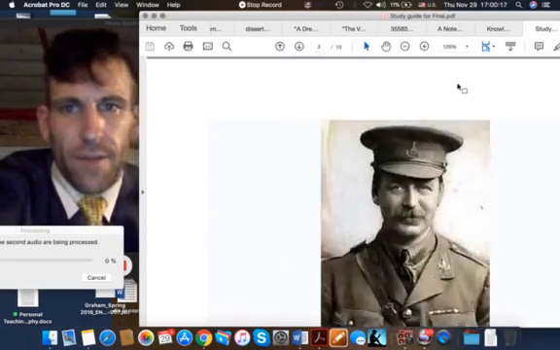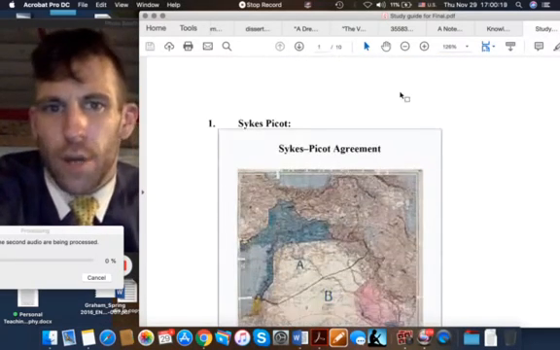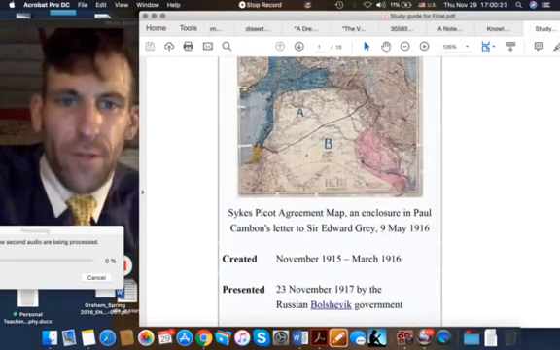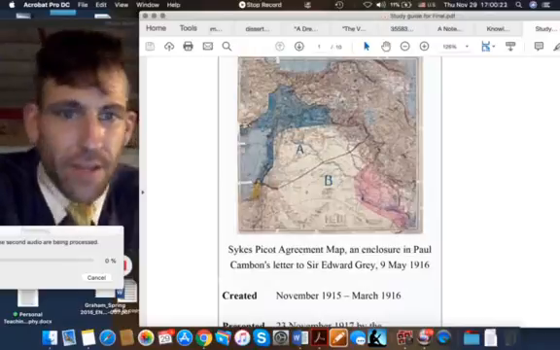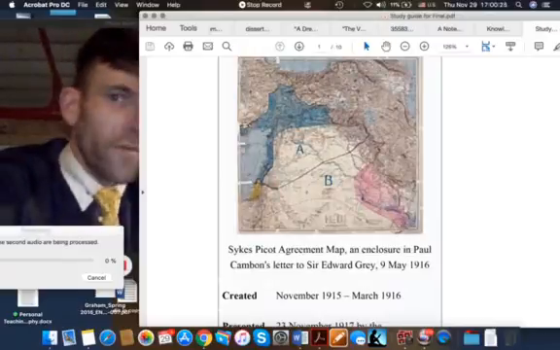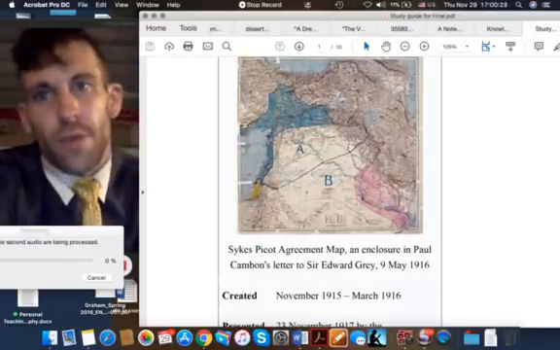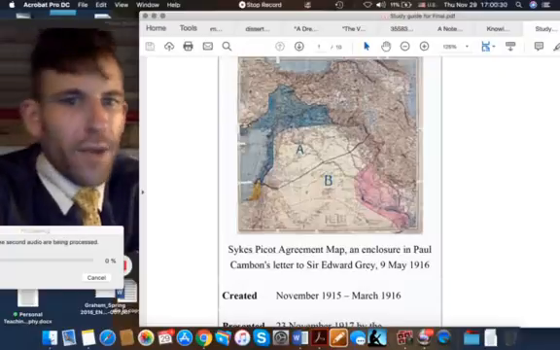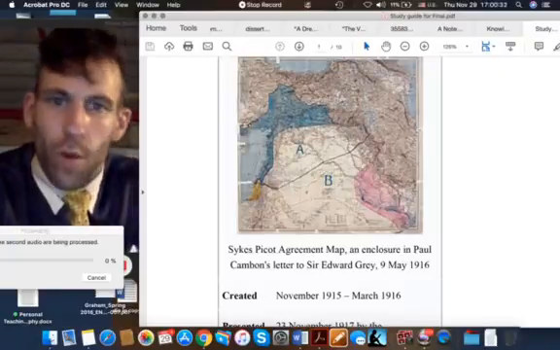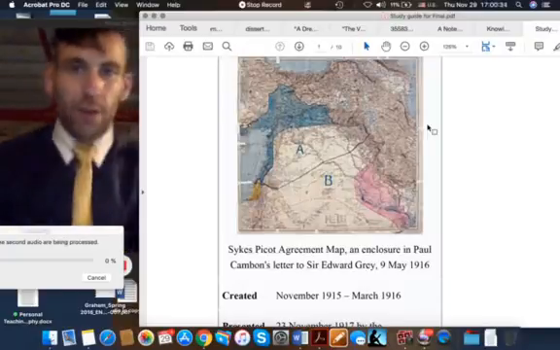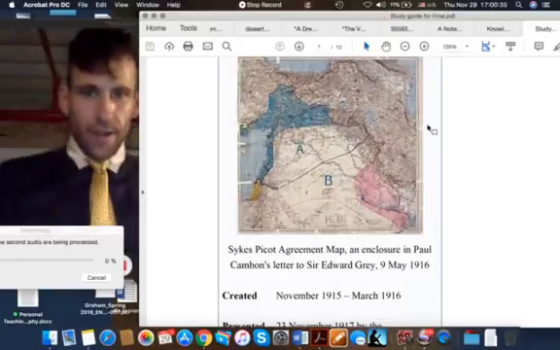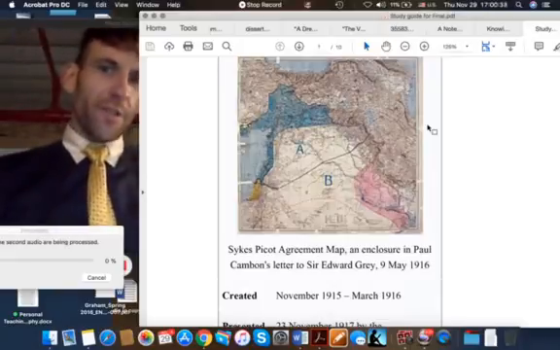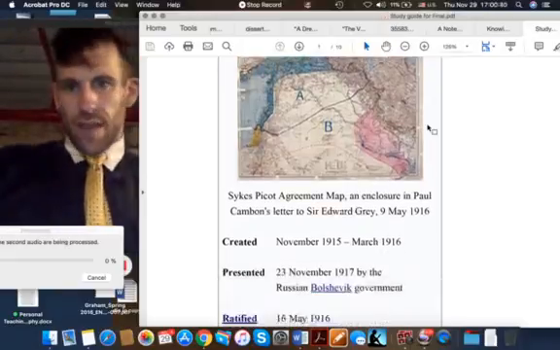Basically, we're going to begin with the first item on the list, which is the Sykes-Picot Agreement. Here's the map that it divided up the Middle East into. It was the agreement following World War I, if we remember, between the French, the British, and the Russian Empire. The Ottoman Empire was going to be dissolved at the end of World War I because they lost. And so the European powers decided to divide it up into different spheres of influence or protectorates: France, Britain, and Russia.